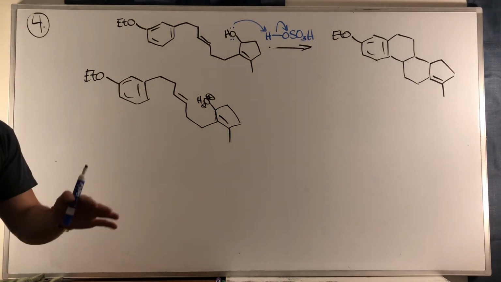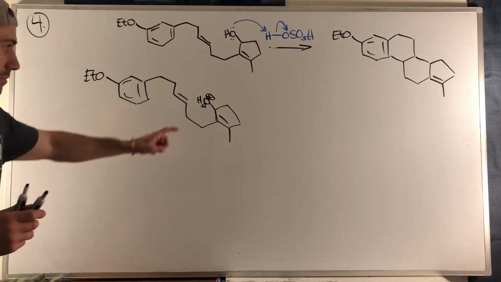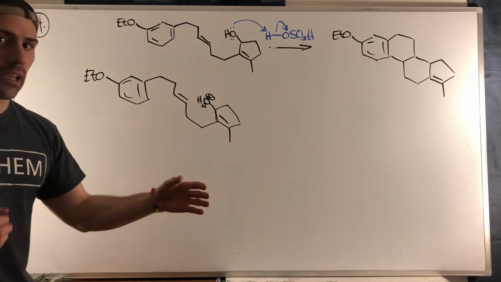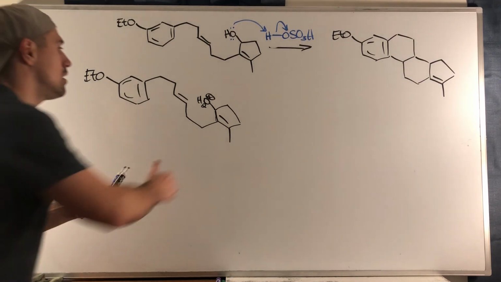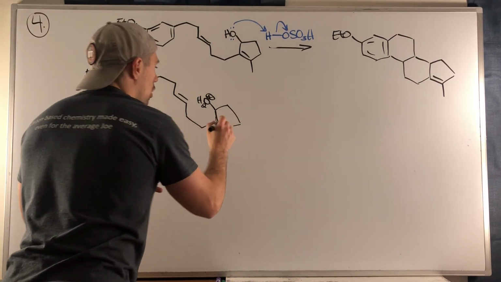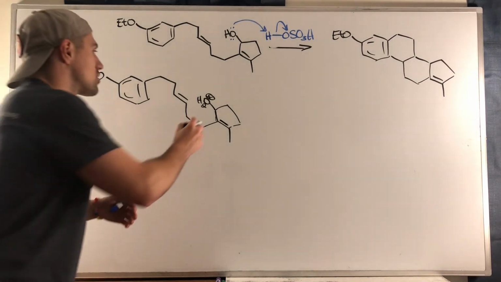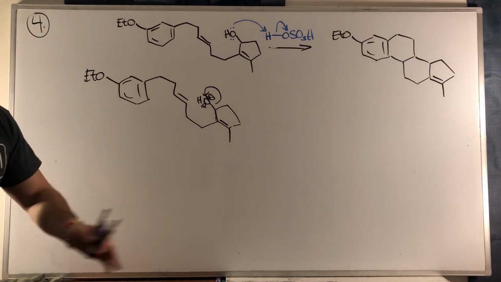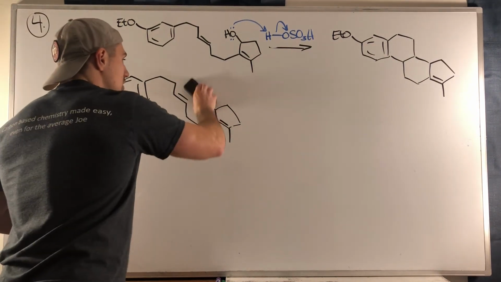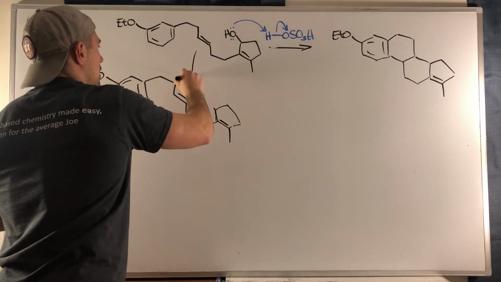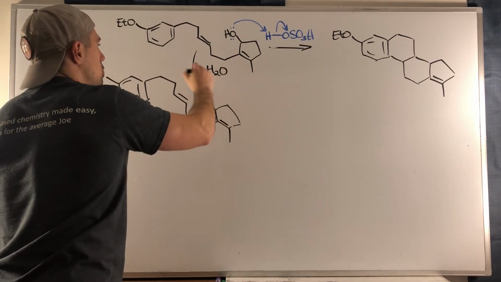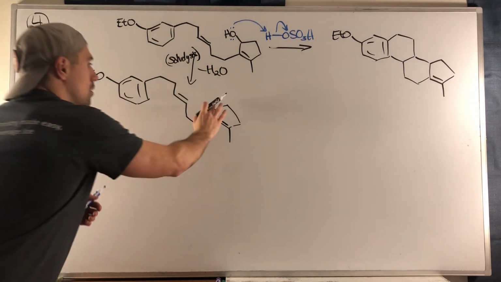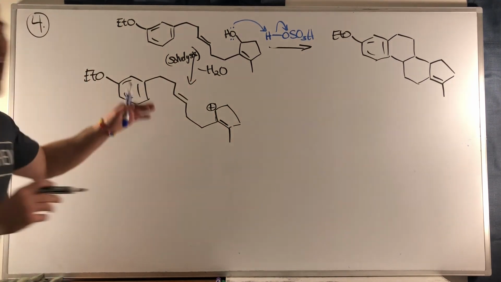Good leaving group. We are in a polar protic environment, and what I hope you're seeing is, yeah, this is a secondary carbon, and we can absolutely form a secondary carbocation, but this secondary carbon is also allylic. So this solvolysis process is super good, super favorable. To save myself some space, I'm gonna erase the water leaving. I'll just draw an arrow down here, and then I'll write minus H2O, and I'll write solvolysis. So what I'm trying to say is we get a carbocation at that position.